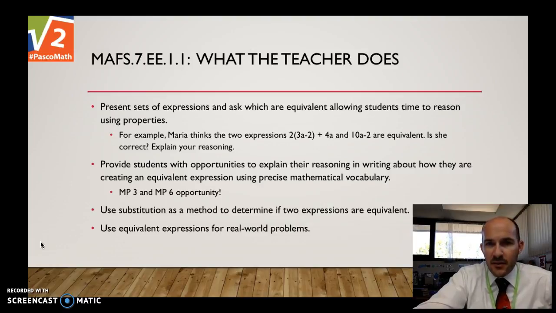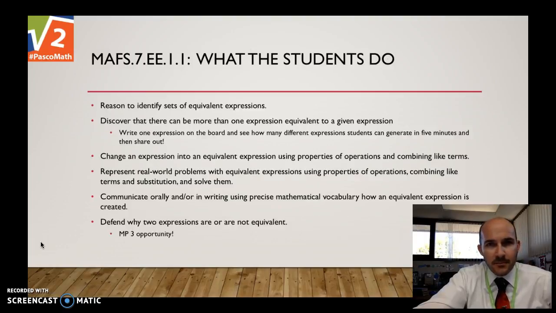Use substitution as a method to determine if two expressions are equivalent. And so if they think they're equivalent, have a value, plug it in, see what you get, and it should be equal if they're equivalent. Use equivalent expressions for real-world problems.